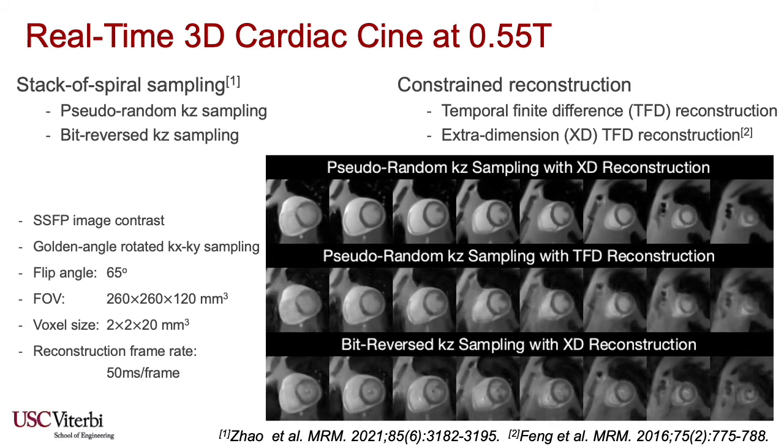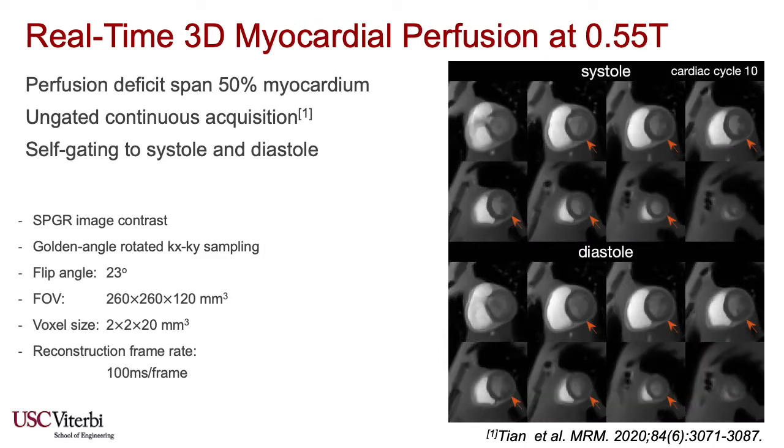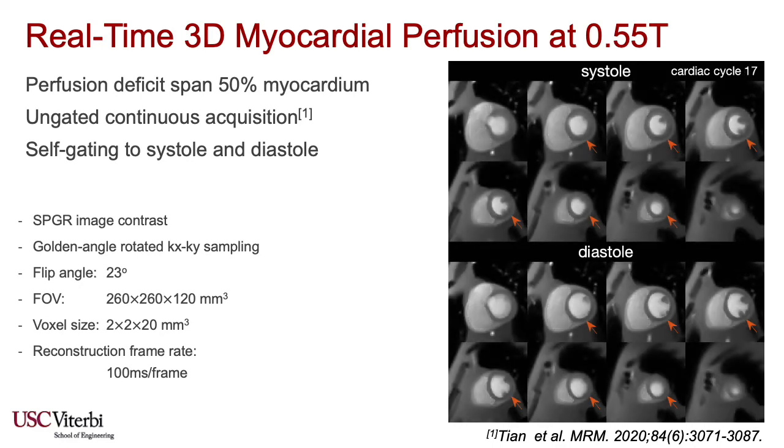feasible at 0.55T. Inspired by the previous result, we applied the best sampling and reconstruction strategy for myocardium perfusion imaging. We introduced a perfusion deficit spanning 15% of the myocardium, used an ungated continuous acquisition, and retrospectively gated the images into diastole and systole. The simulation demonstrated the ability of identifying perfusion deficit at a high-performance 0.55T system.